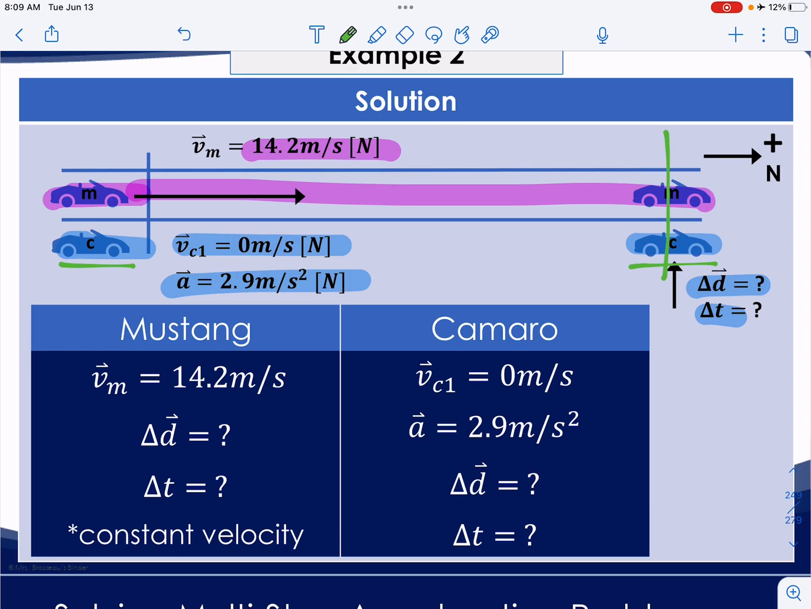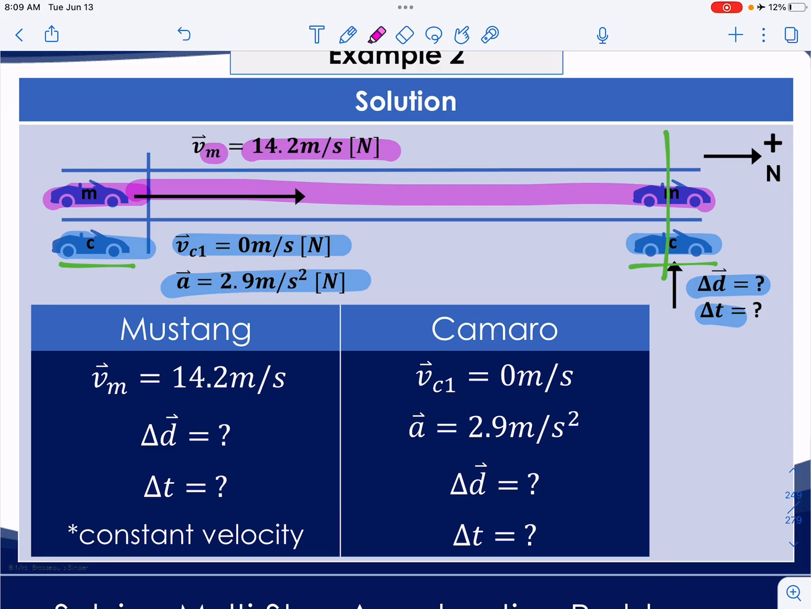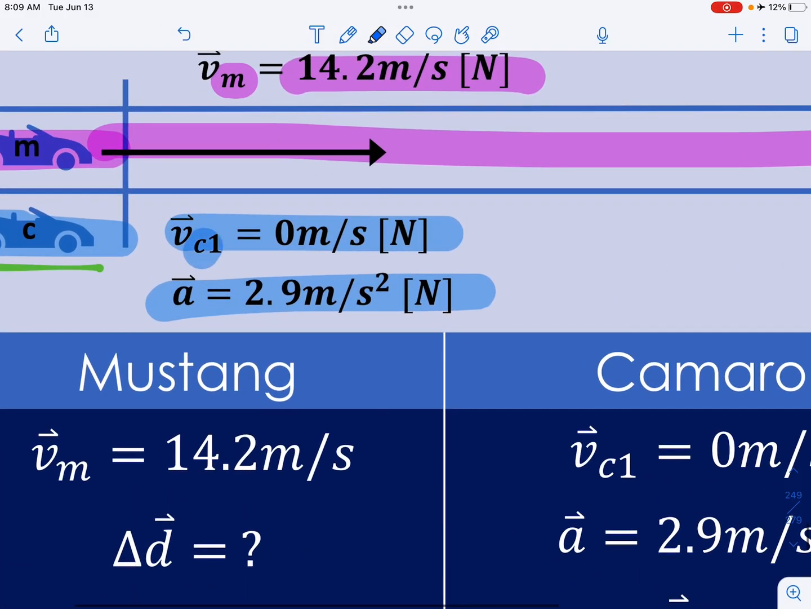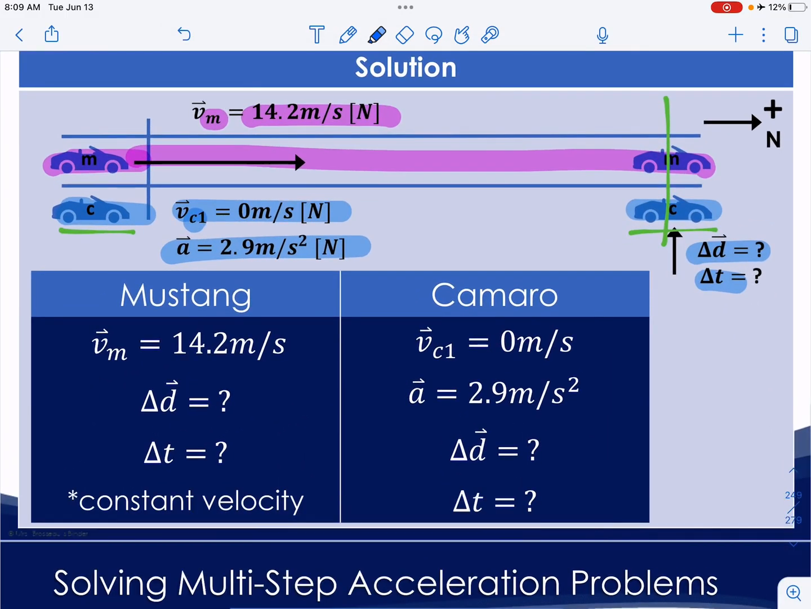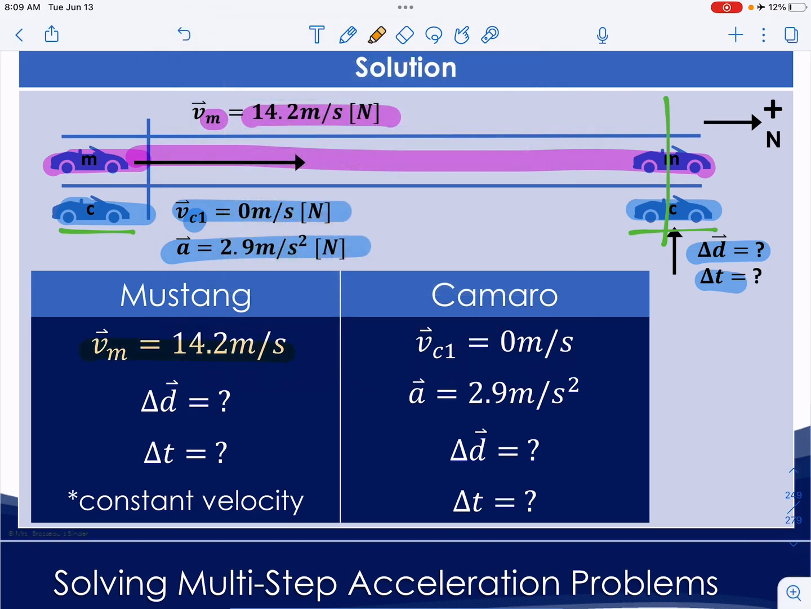So if we look at the two equations for our Mustang, that's why we notice that for the Mustang, we have an M variable, and for the Camaro, we have the C variable down here. Okay, so for our Mustang, we have its velocity is delta D over delta T, right? And it's at a constant velocity. And for the Camaro, we have initial velocity, constant acceleration, and we don't know those.